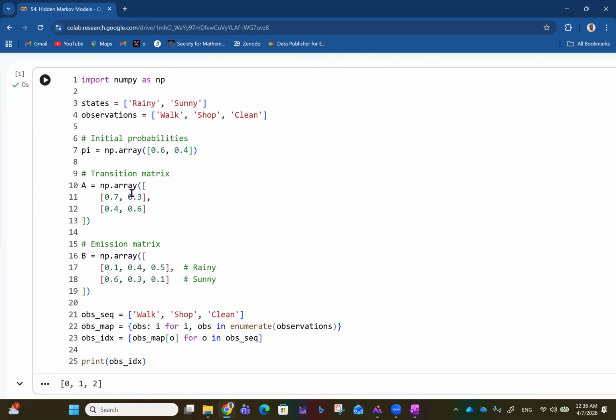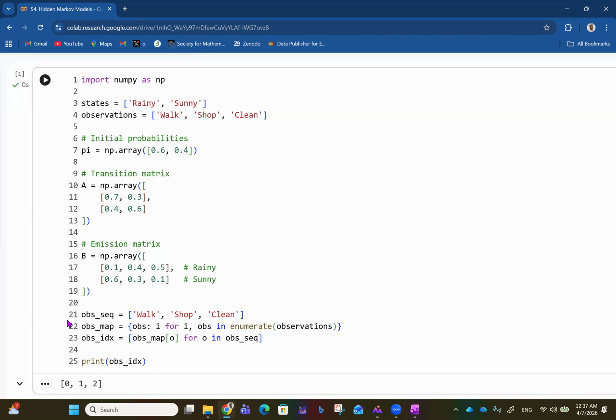What it simply means is that, for rainy and sunny, the probability that if it is rainy right now, it will still be rainy at the next step is 0.7. The probability that if it is raining now, it will be sunny next is 0.3. Then 0.4 means the probability that if it is sunny now, it's going to be rainy next, and 0.6 means the probability that if it is sunny now, it's going to be sunny still. And you have the emission matrix, where you have 0.1, 0.4, 0.5 for rainy, and 0.6, 0.3, 0.1 for sunny.